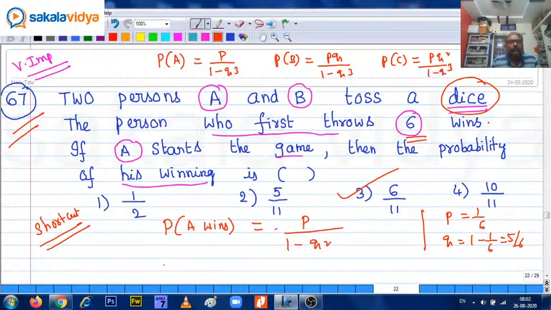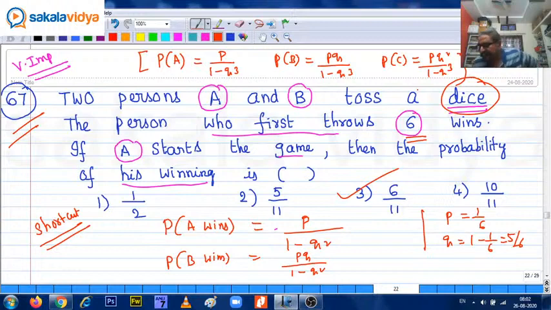So next, P of B wins. For example, if you are asked P of B wins, if A begins the match, that will be PQ by 1 minus Q square. For example, instead of AB, ABC is 3 are there. You remember this shortcut.